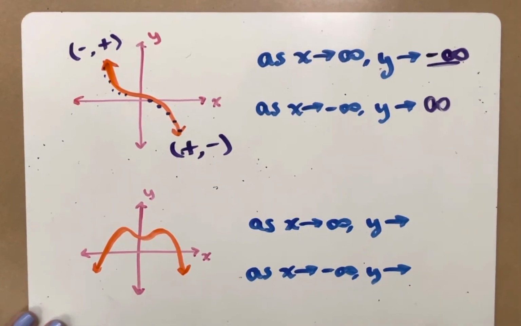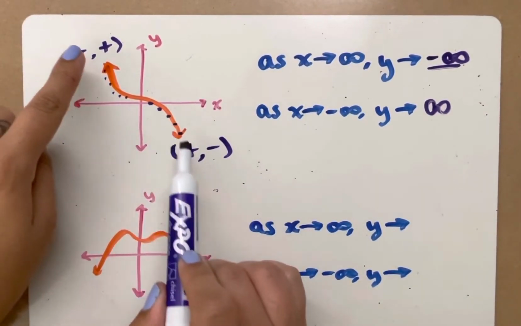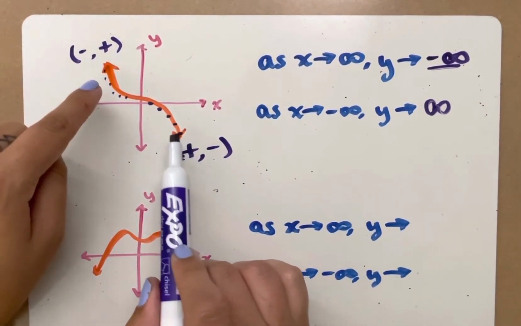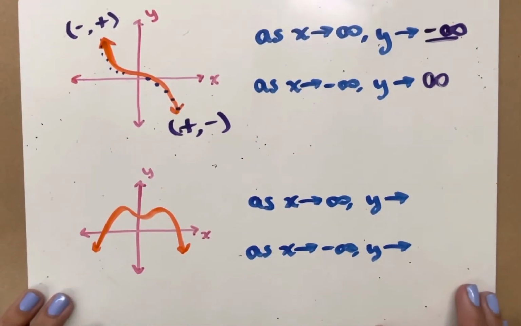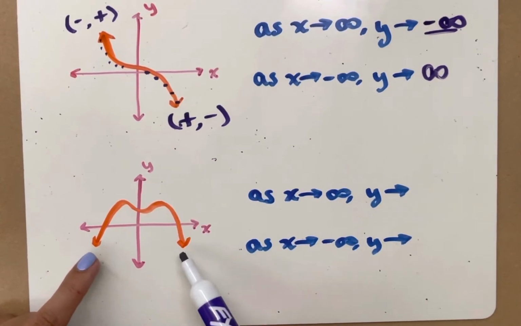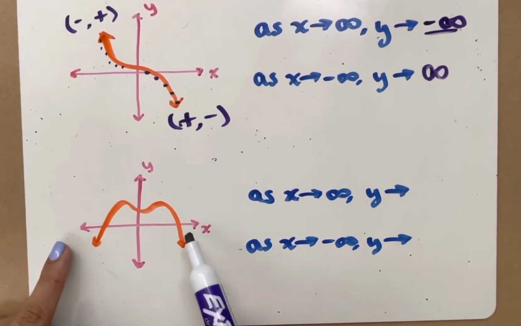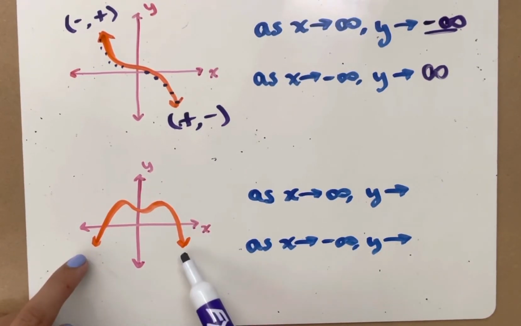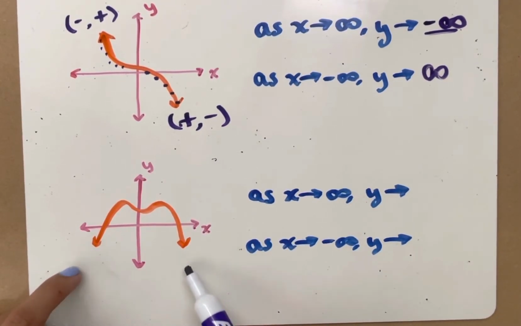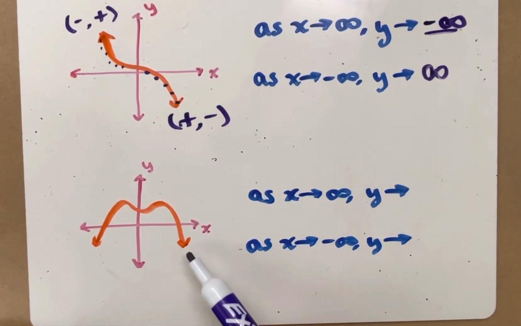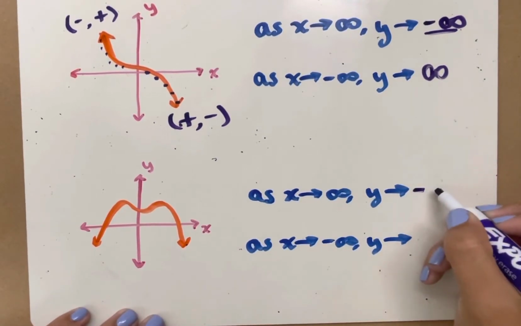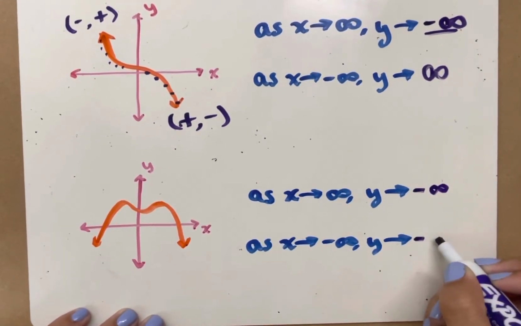Let's look at this second example. In the first example, the end behaviors are different, right? The arrows are pointing in different directions, one up, one down. In this example, the end behavior is the same on both sides. So whether x is approaching negative infinity or positive infinity, I have arrows pointing down for both ends of my polynomial function graph. So that means it's going to be negative infinity for both of these.